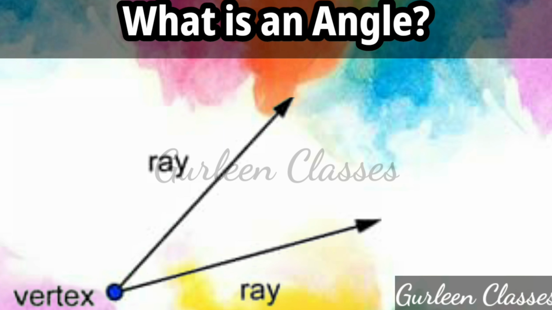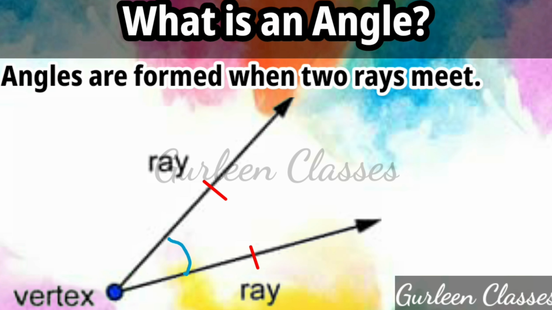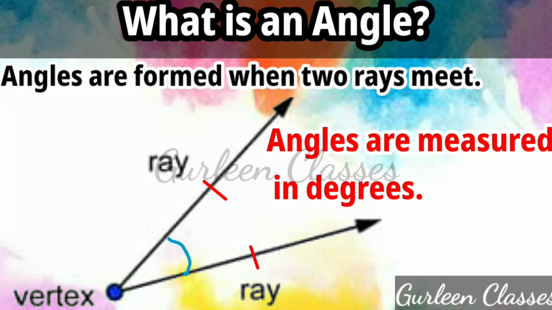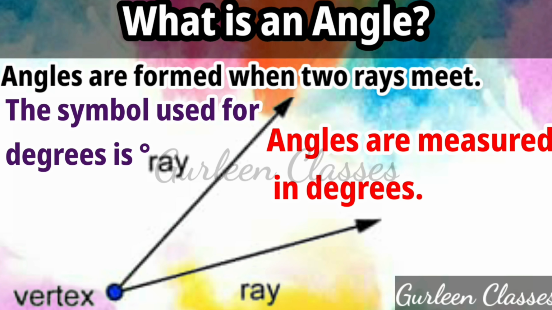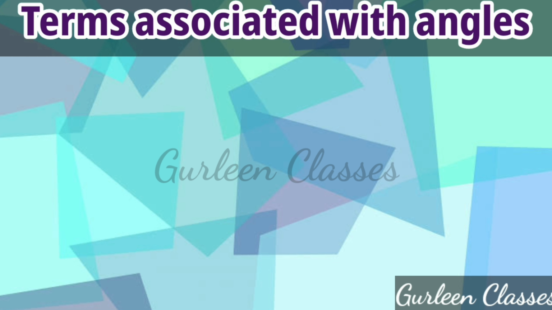What is an angle? Two lines meeting at a point make an angle. Angles are formed when two rays meet. Angles are measured in degrees. The symbol used for degrees is °. Next, terms associated with angles.